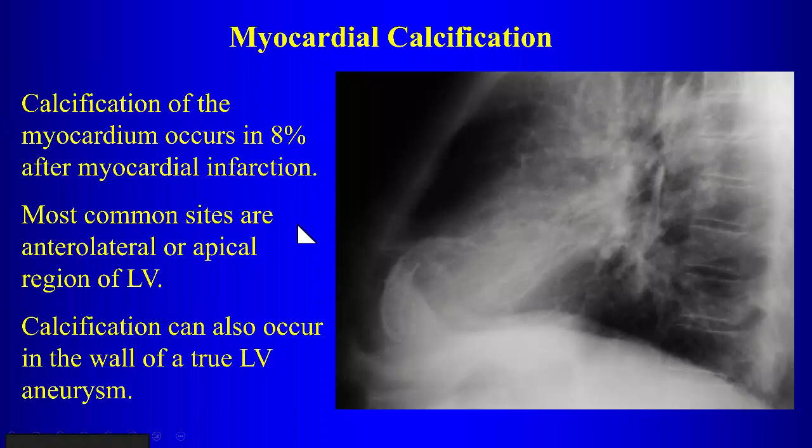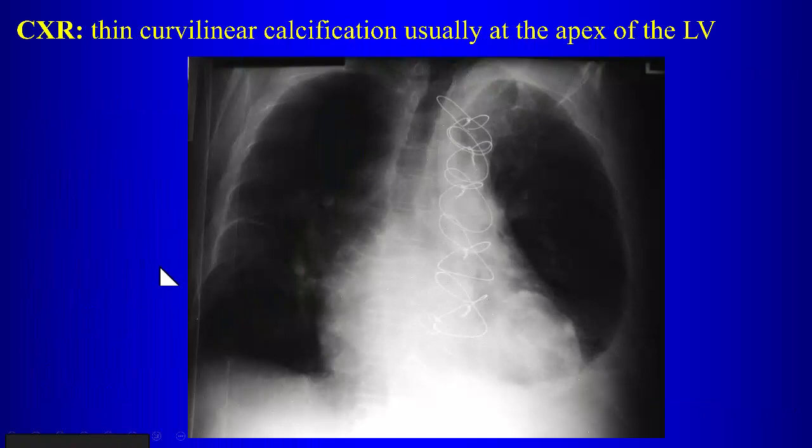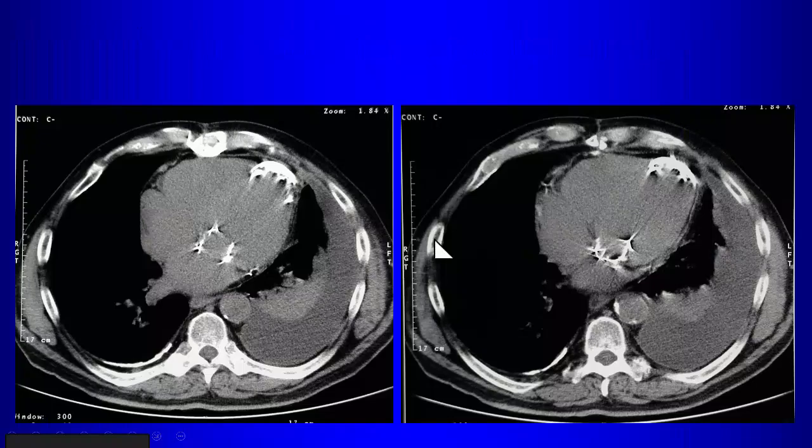Do false aneurysms calcify, yes or no? No. Calcification is usually a sign of a true aneurysm. So over the apex of the left ventricle, again, this is often easier to see on the lateral view. Very easy diagnosis on CT. We can see the calcification over the apex of the ventricle, okay?